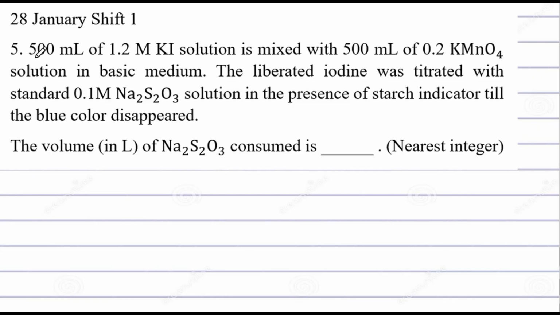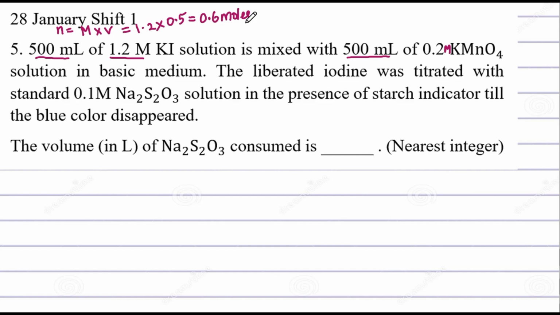Next question: 500 ml of 1.2 M KI solution is mixed with 500 ml of 0.2 M KMnO4 solution in basic medium. In this question also, number of moles is not mentioned. So let us find the number of moles by multiplying the given concentration into volume. So the concentration is 1.2 molar, so 1.2 into the volume 500 ml. 500 ml should be converted to liters, so it is 0.5 liters. So 1.2 into 0.5 is 0.6 moles.